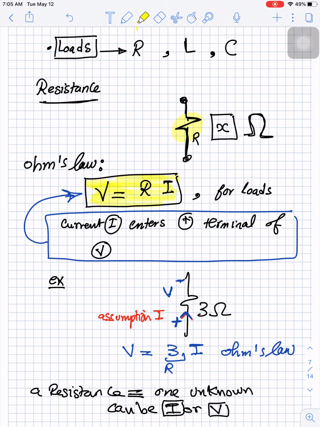But once you assume the current or the voltage, you don't have the option to assume the other variable. So if you assumed the current, you don't have the option to assume the voltage. And if you assumed the voltage, you don't have the option to assume the current. The rule is that the current has to be entering the positive terminal of the voltage, which is called load notation. And this is the opposite of source notation.